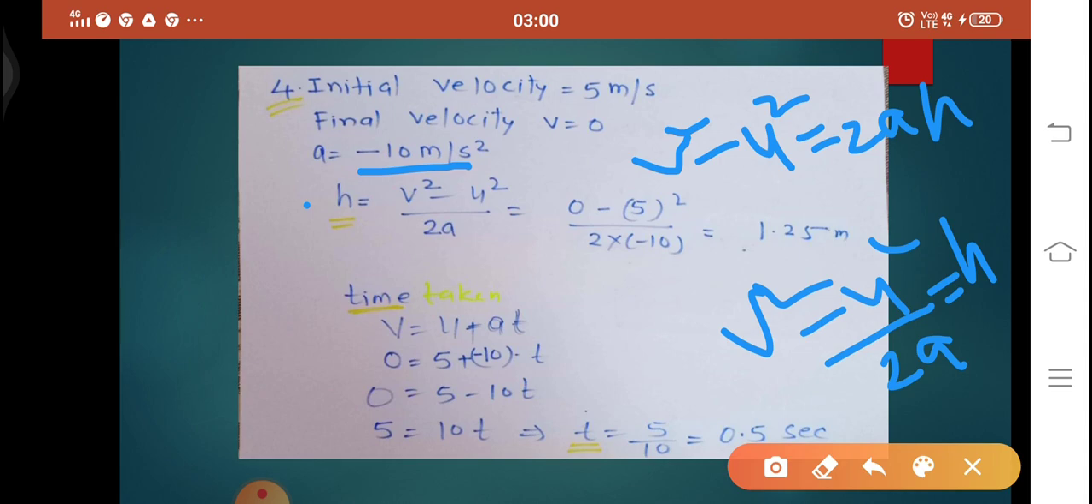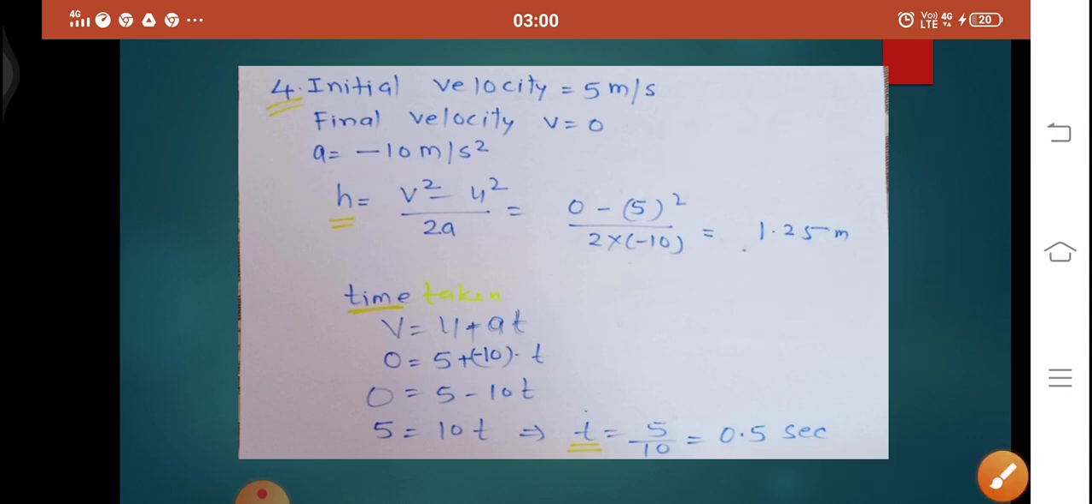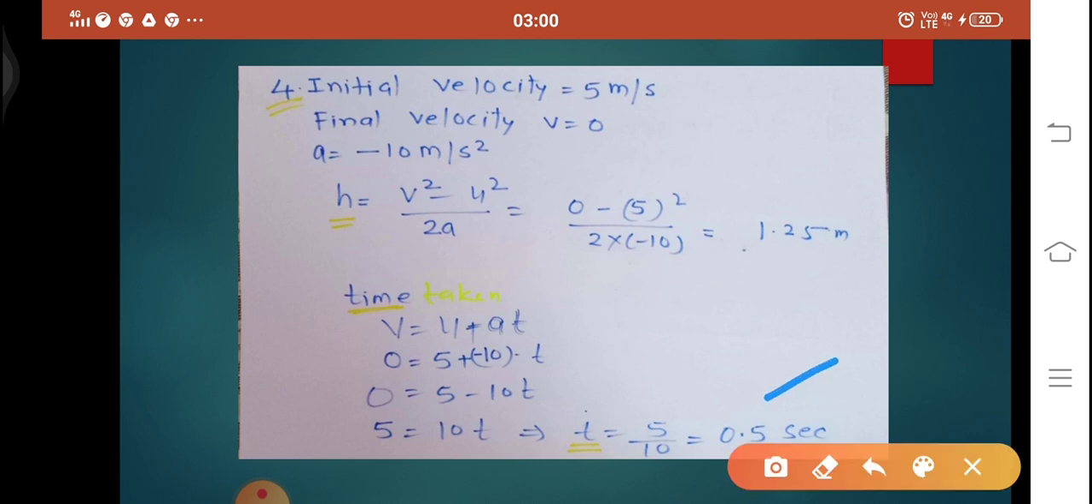Now how long will it take to reach there? We will use v equal to u plus at. U is 5, final velocity is 0, plus a is minus 10. And here we will write minus 10 into t. So 5 into t is minus 10t. So this 5 equal to 10t, t equal to 0.5 second. So the final answer will be 0.5 second. So the stone will take 0.5 second to reach the maximum height.